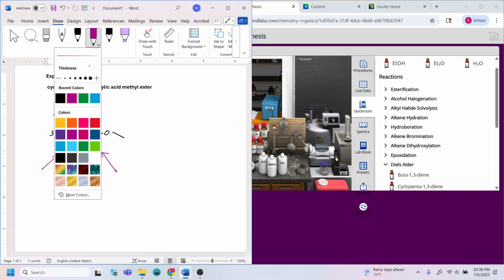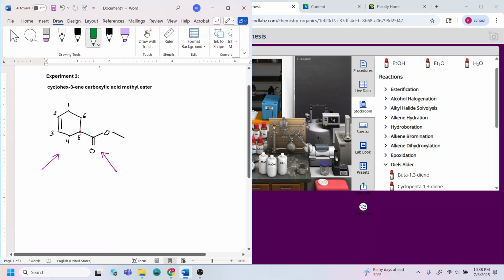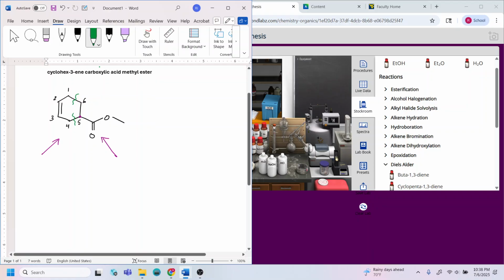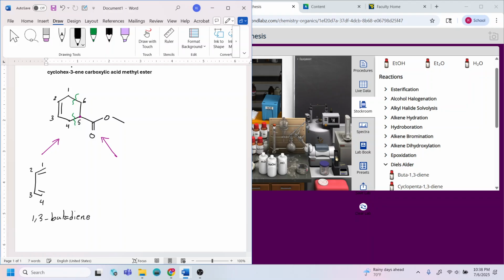So the bonds that we would need to break are the bonds between 1 and 6, because these are the bonds that you're forming, and the bond between 4 and 5. You break those, and then you can easily determine your diene. This is what we need to choose. So the diene over here is the 1,3-butadiene. This is going to be your diene.